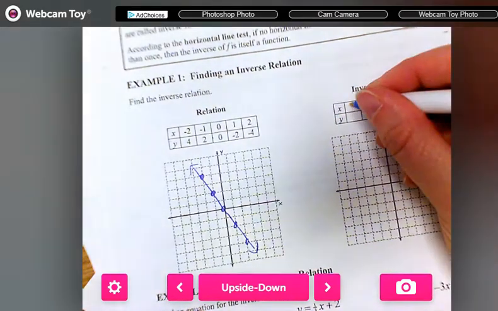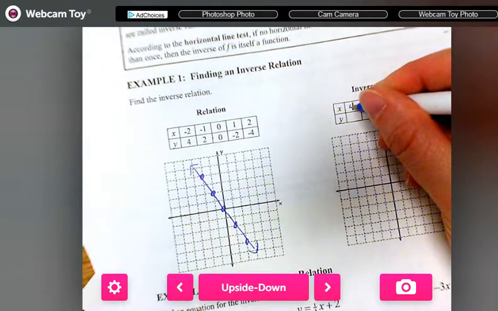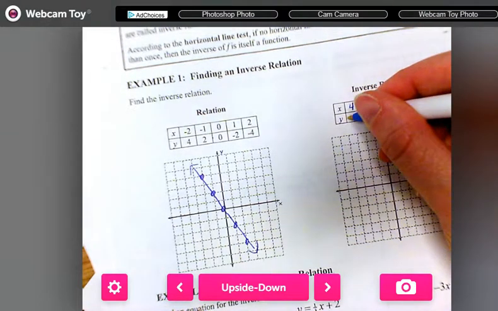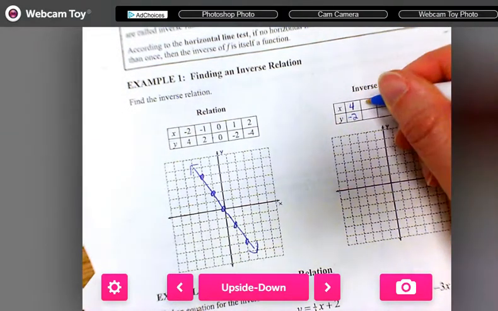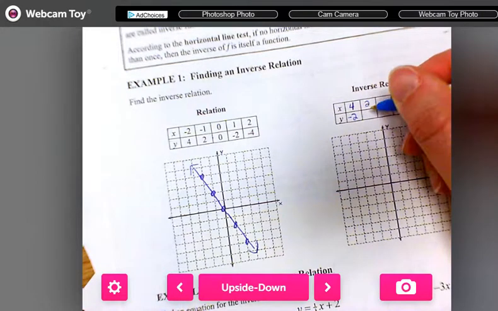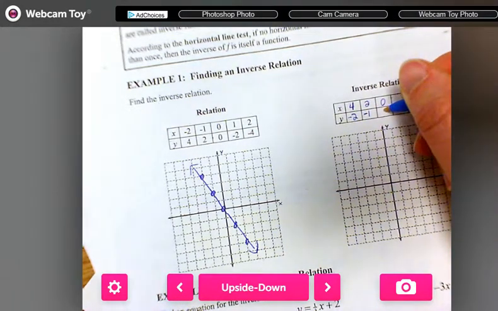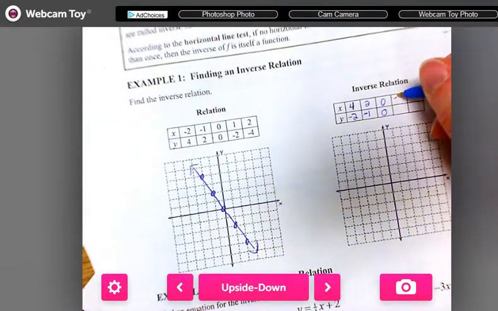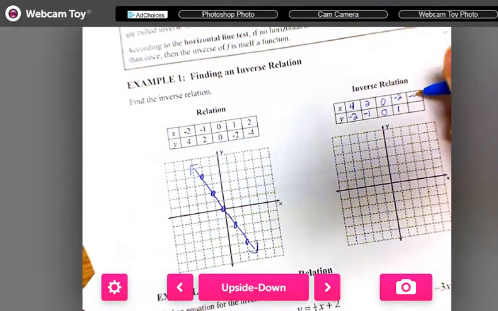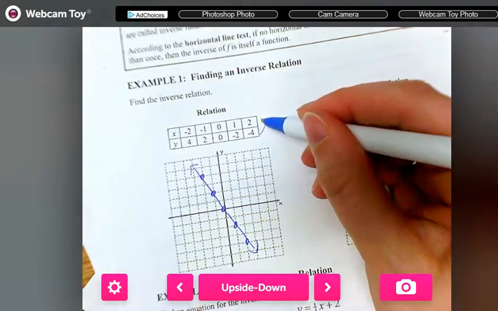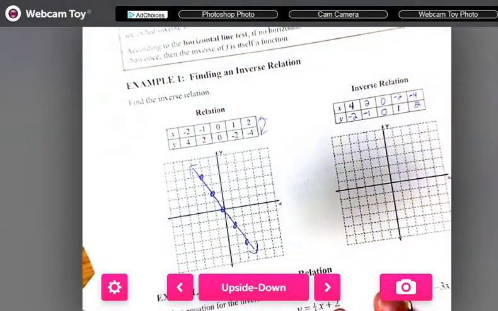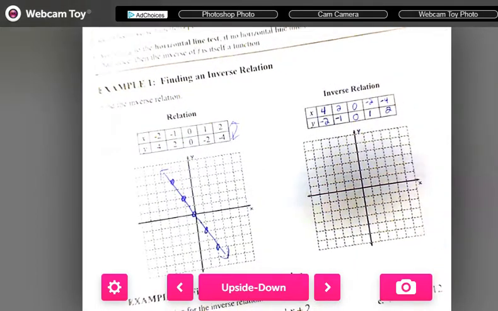So when x is 4, y is -2. When x is 2, y is -1. When x is 0, y is 0. When x is -2, y is 1. When x is -4, y is 2. I'm literally switching these. So you do the opposites on that other side. You just put it right to left now.